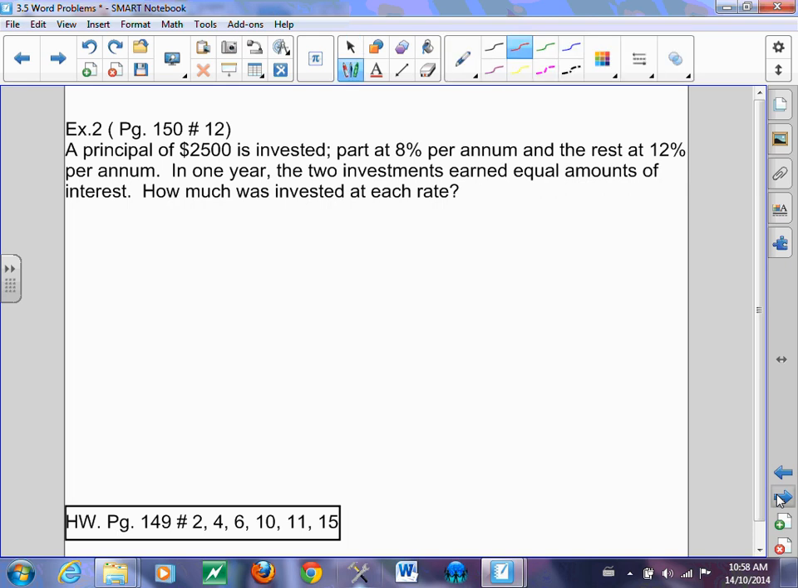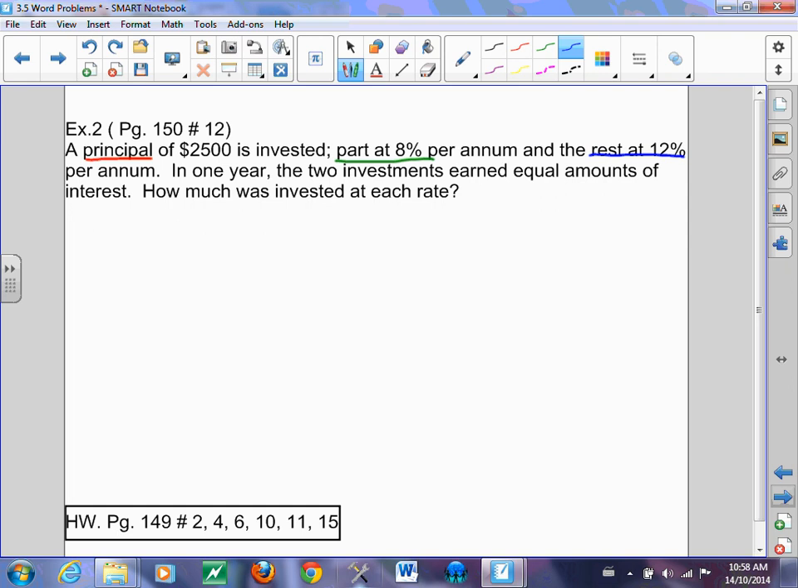Okay, so when it says a principal of $2,500 is invested, that's your starting amount. That's how much you invest. It's your initial amount in an investment. It says that part of it is at 8% per annum, and the rest is at 12% per annum. Okay, so we got two different. We're taking the sum of $2,500 and we're breaking it into two pots. Some is going at 8% and some is going at 12%. Per annum means per year.